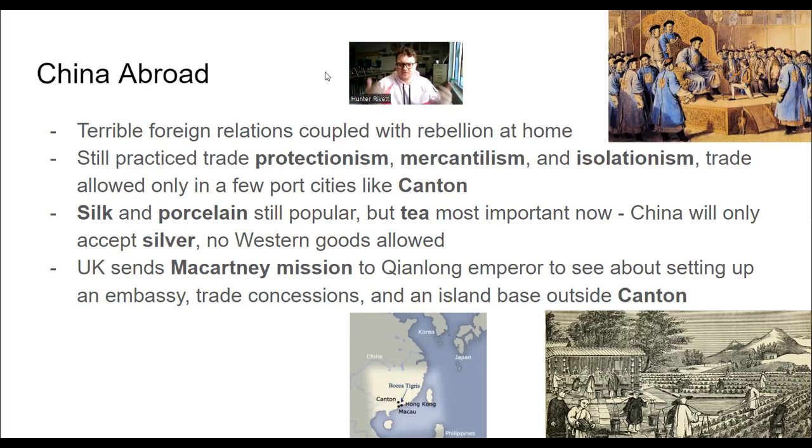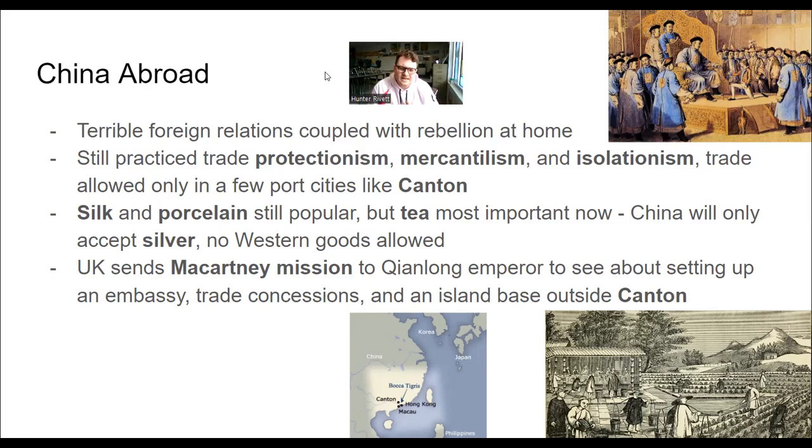And so they're racking up the silver and they're making all the money. And the Western powers like Britain and France, who really want silk, porcelain, and tea, they're like, dang, we're really losing out on this deal. The trade is imbalanced because of China's protectionist, mercantilist, isolationist policies. If you remember, they also banned Christianity, right? And so there's hardly any Western influence up until about 1800.